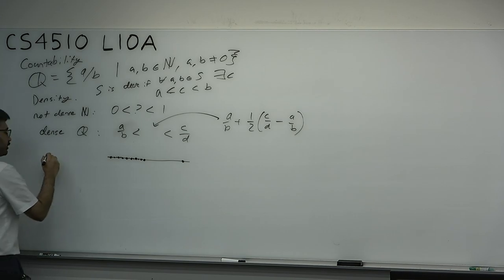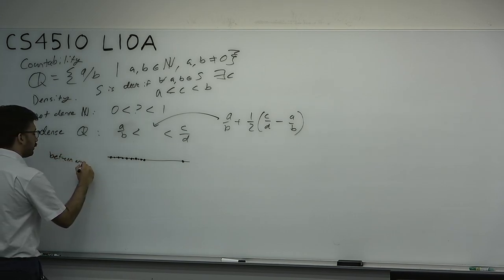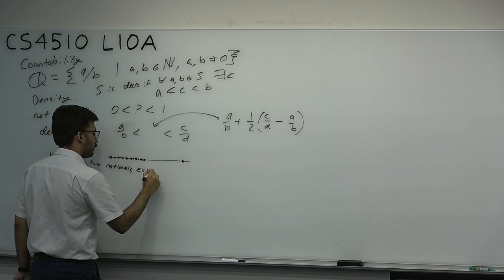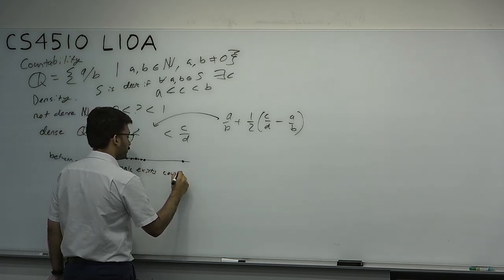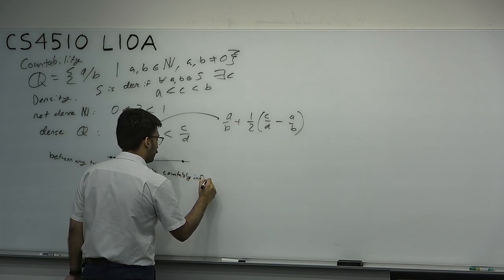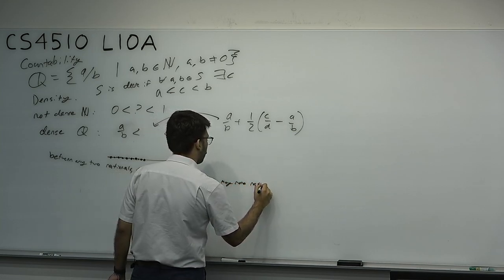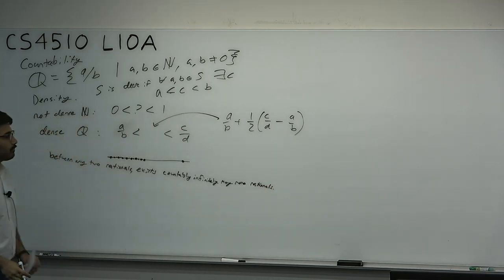And it appears that between any two rationals there exist countably infinitely many more rationals. That seems like a lot more rationals. If between any two elements you have countably infinitely more elements, and I haven't proved that there are countably infinitely many between them, but suppose there are, it makes them look very different. It appears, at least to our intuition, that there are infinitely more rational numbers than there are naturals.